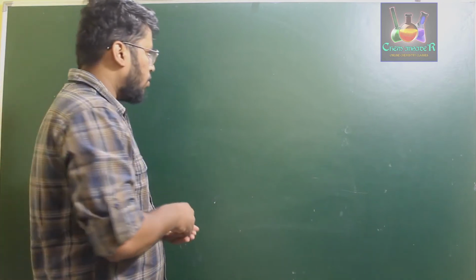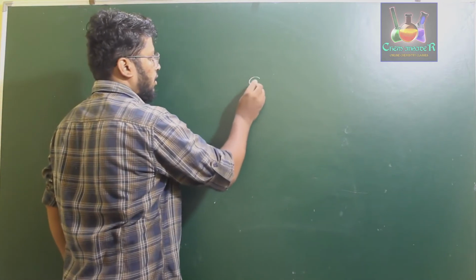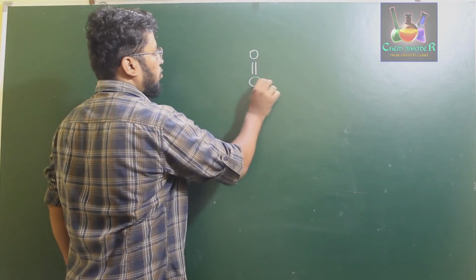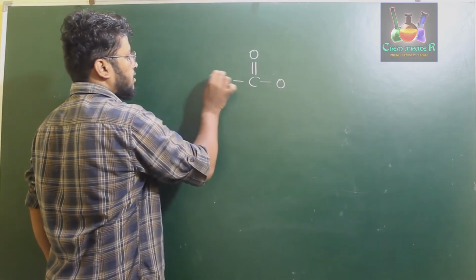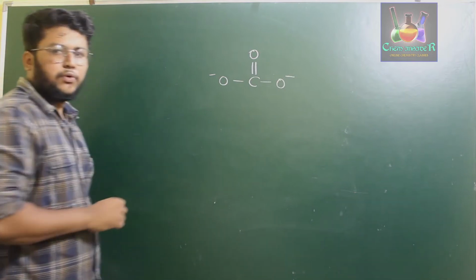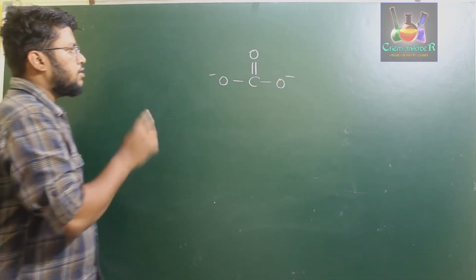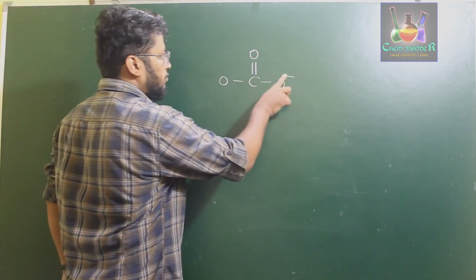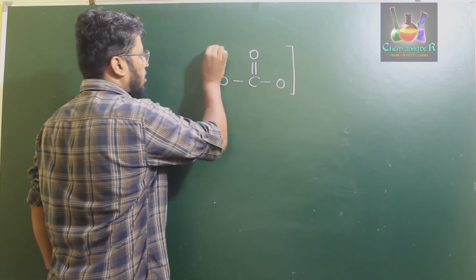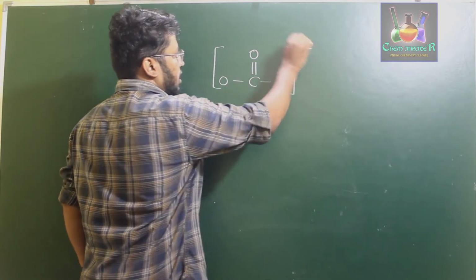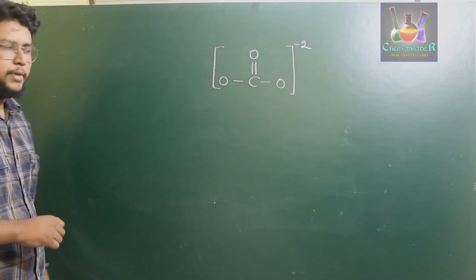In the previous video, we drew the structure of carbonate, right? C double bond O, O and O minus, like this, with the total number of electrons present in it. Instead of directly providing a minus charge on each of the oxygens, what we did was we took a whole minus charge like this, CO3 2 minus.